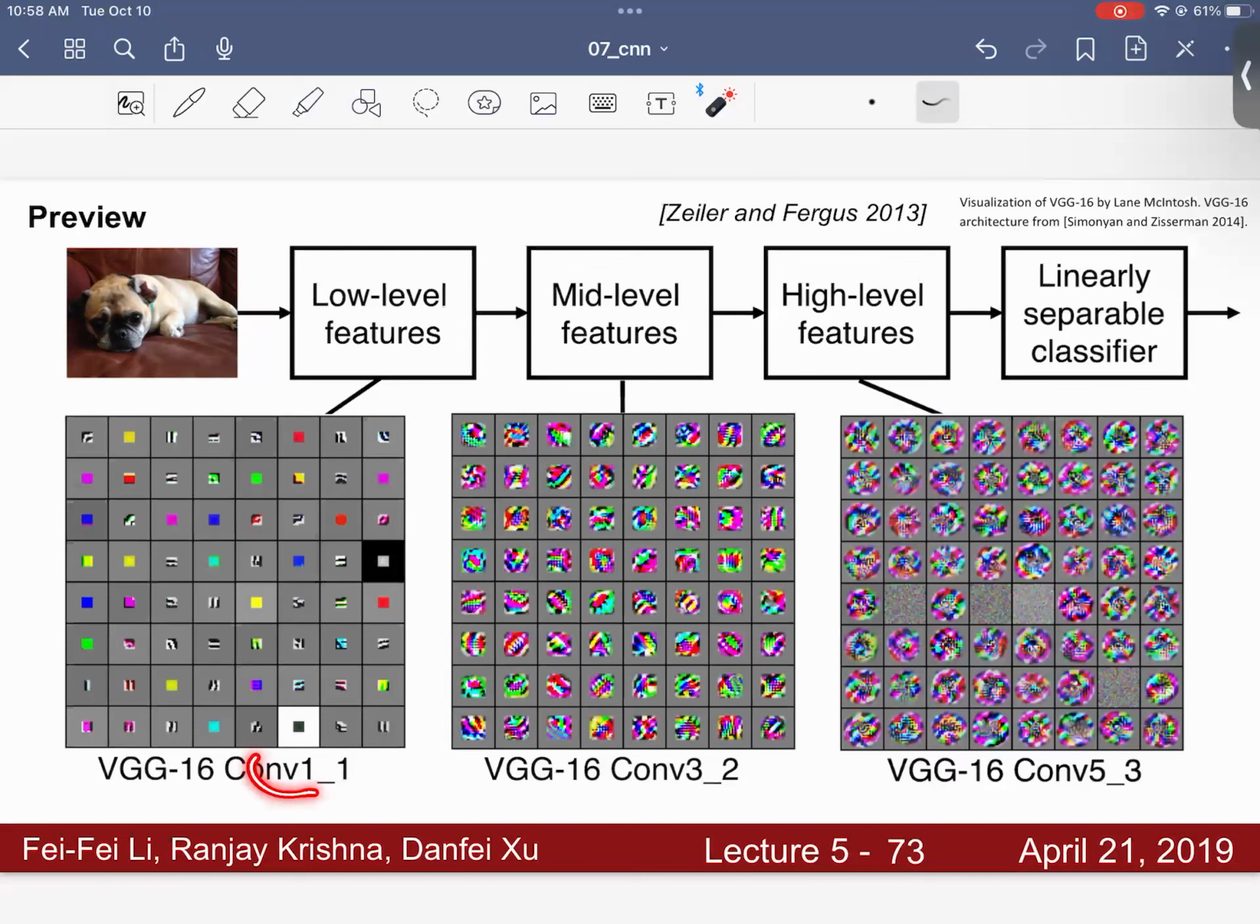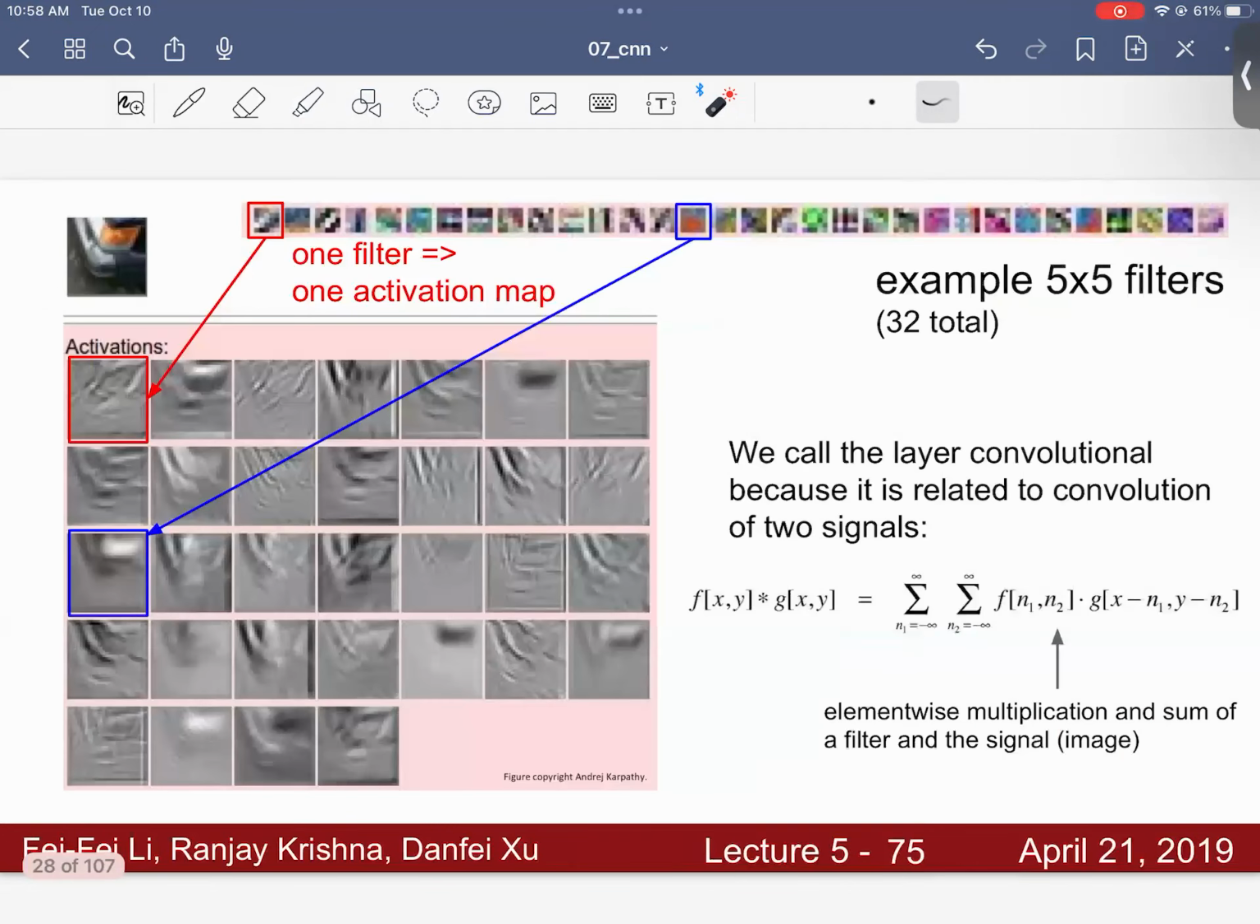As you go from the lower layers to the upper layers, the filters, or the signals, become more complex. Here is another example. I'm not sure which layer this is, but these are 32 different 5x5 filters. So there's 1, 2, 3, 4, 5, all the way to 32 filters. And each filter will obviously give you one activation map, right?